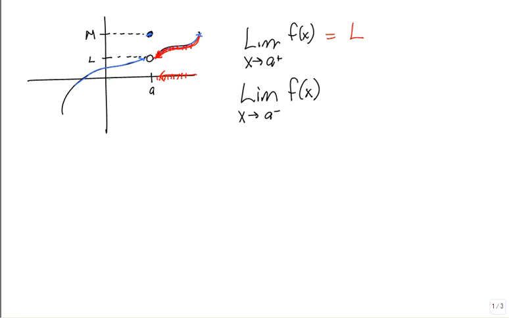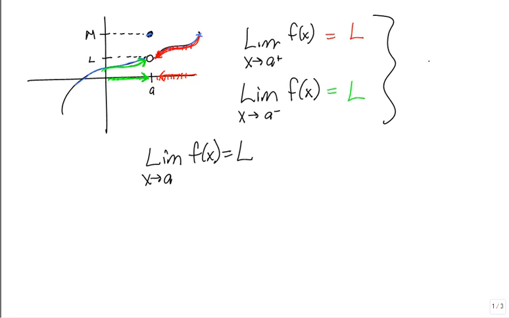Let's do the same thing from the left. As you're getting closer and closer to A from the left, follow the graph. Where's the graph going? Again, the graph is coming into L. They're both approaching the same point. The limit point does not have to be on the graph. A limit is asking where the graph is going, or what point the graph is approaching. So we say here that the limit as x approaches A of f of x is equal to L, since these are equal.